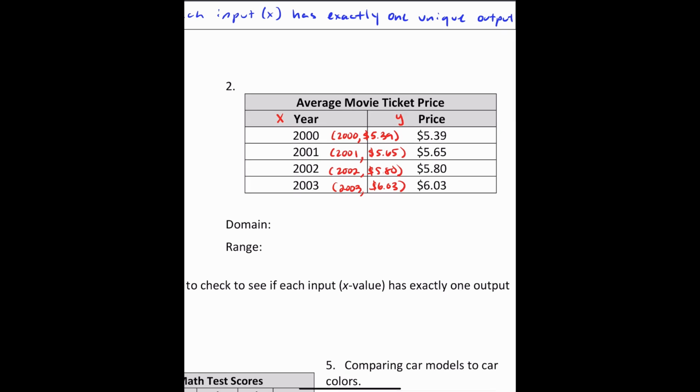So let's go ahead and list out our domain. Remember, the domain is the set of all X values. So I'm going to write my domain from least to greatest. So 2000, comma, 2001, comma, 2002, comma, 2003. And then the range is the set of all Y values. So we have $5.39, $5.65, $5.80, and lastly, $6.03.